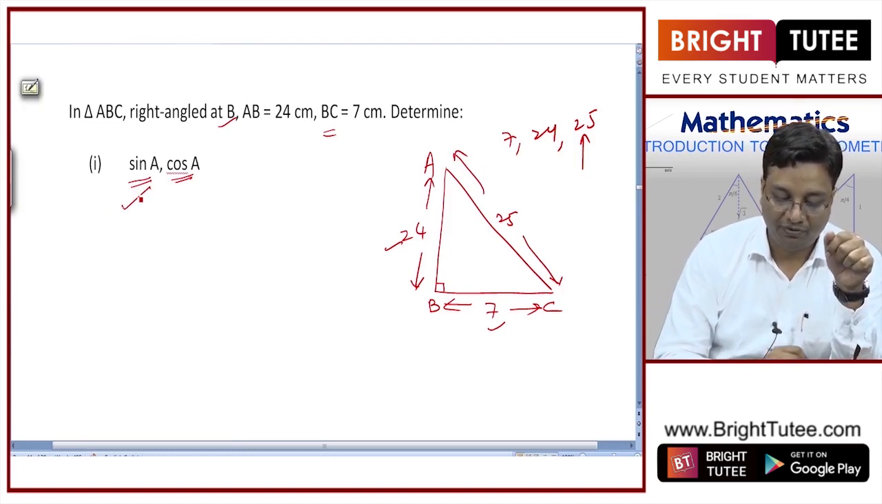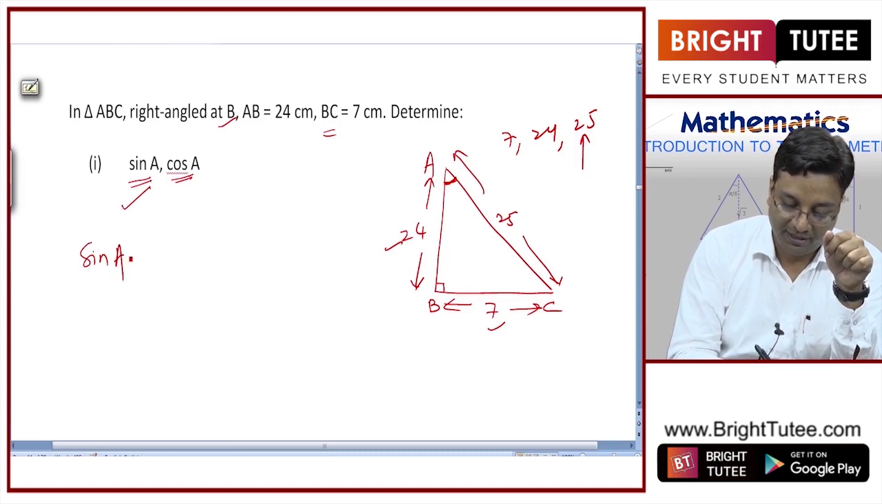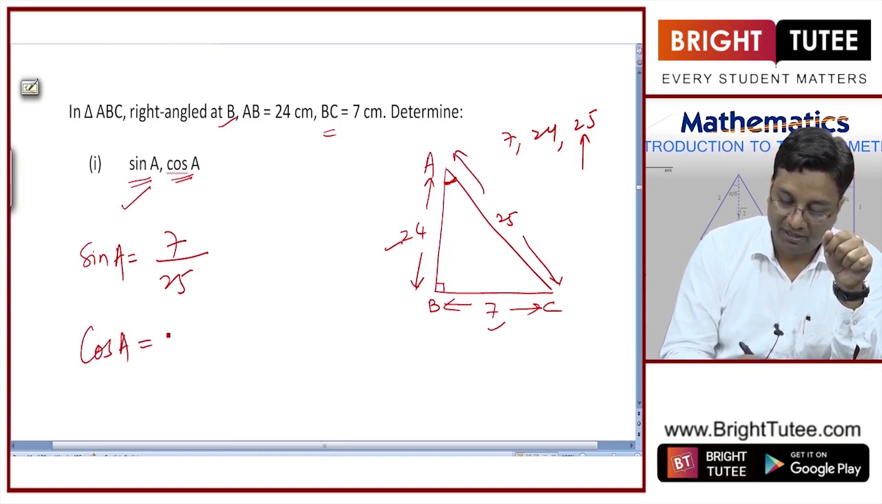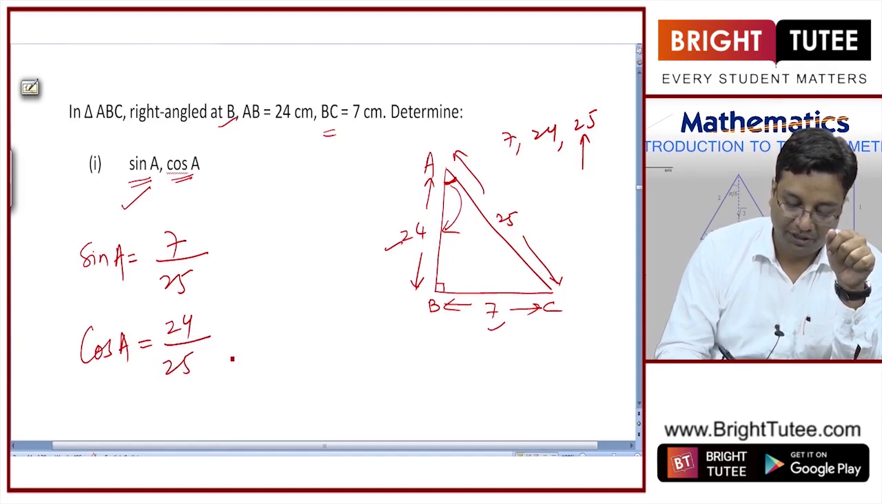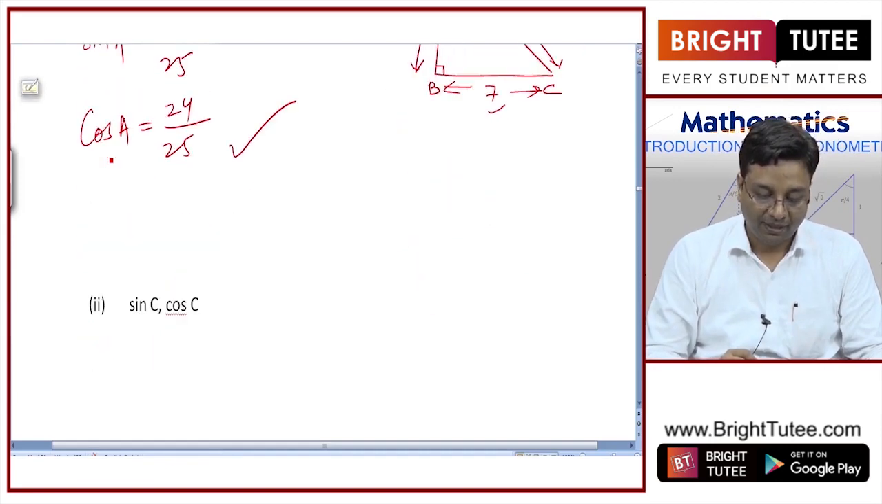Now what is sine of A? This angle is A, right? So we are talking about trigonometric ratios of this angle. Sine of A is nothing but opposite side, which is 7, by hypotenuse, which is 25. Cos of A is nothing but adjacent side, which is 24, by hypotenuse, which is 25, right? So this was part 1.